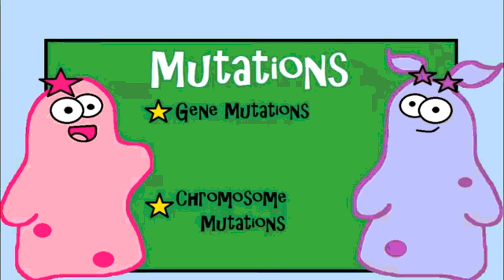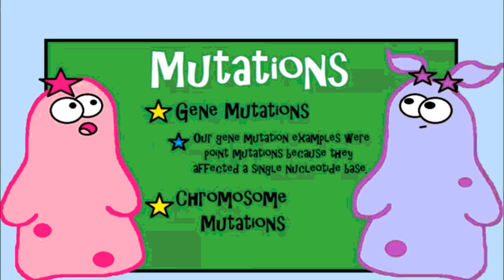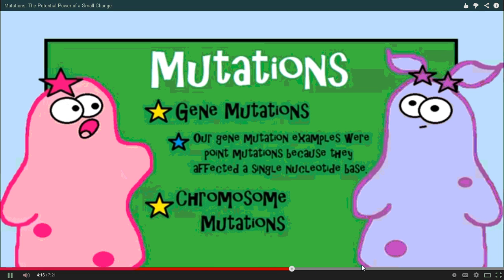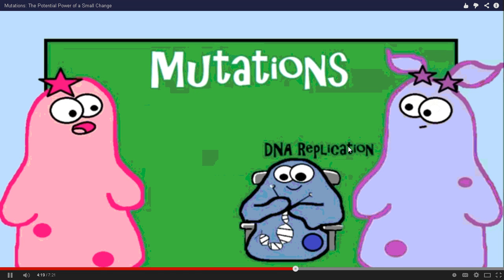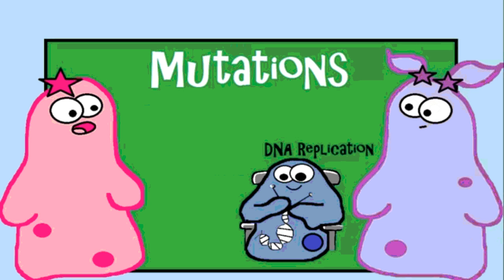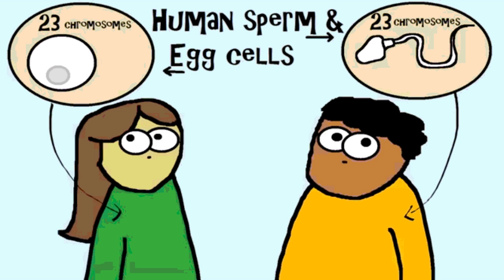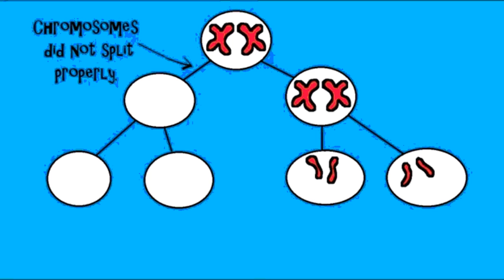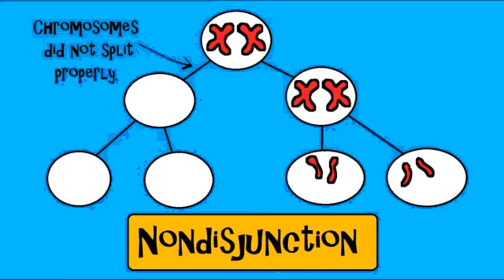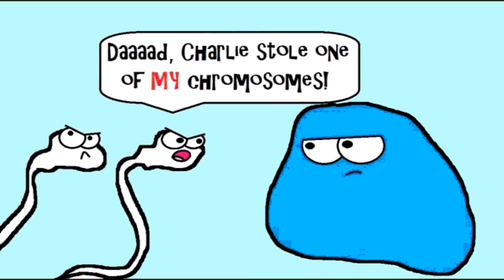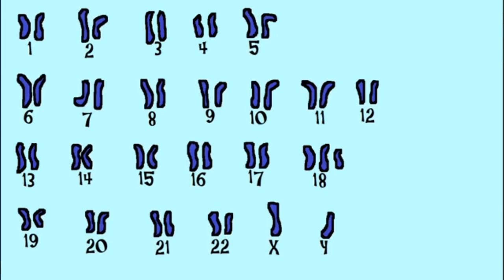There's more mutations than what we just covered, but the idea here is there are many kinds of different changes that can happen. If a mutation is going to happen, there's also some vulnerable times, like when DNA replication happens during interphase, and also other times too, like meiosis. Remember, in humans, meiosis produces sperm and egg cells that have 23 chromosomes. But sometimes those chromosomes, when they're separating, they don't separate completely. We call this non-disjunction. This results in an egg or sperm that has too many or too few chromosomes, and that can cause a genetic disorder depending on which chromosome.